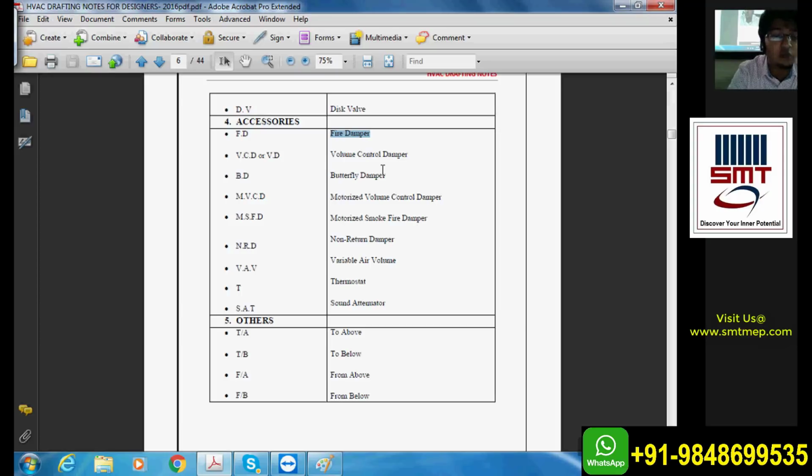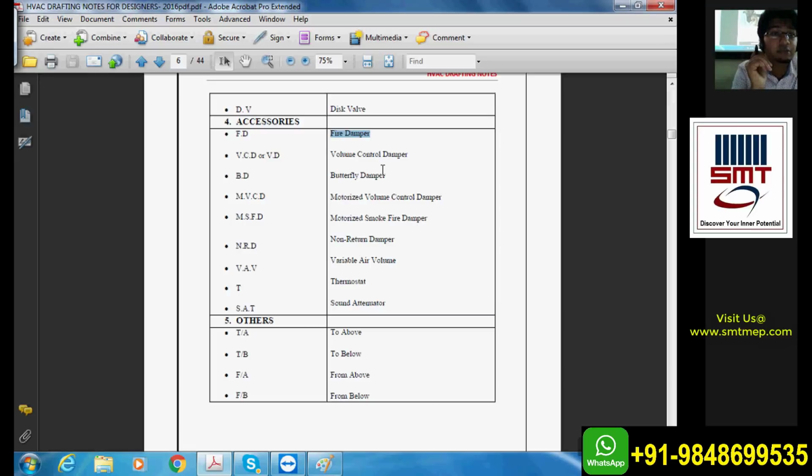Fine. The next one you have is a volume control damper. Do you know what is a volume control damper? What does it do? It balances the volume. All right. Then there is a butterfly damper. Where does a butterfly damper first actually locate itself? कहाँ काम आता है? Flexible duct. All right. Now what is a flexible duct? Between a branch duct to the actual air terminal.